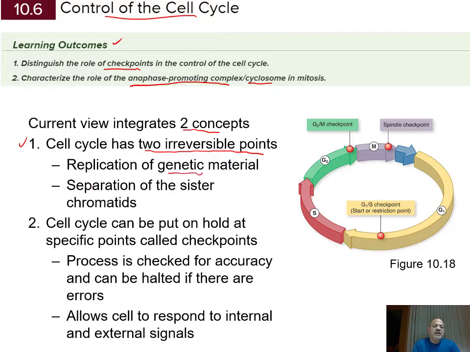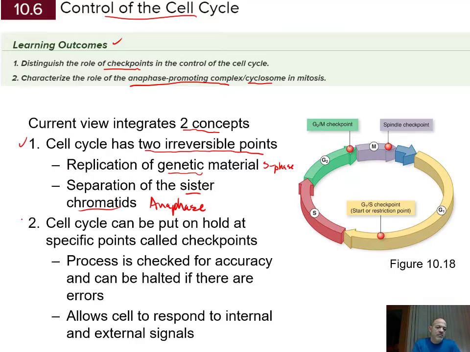The other one is during anaphase. So the first one was the S phase, and the other one is anaphase, which is part of mitosis, and that's when the sister chromatids are going to be separated. Once they start to separate, you can't reverse that.